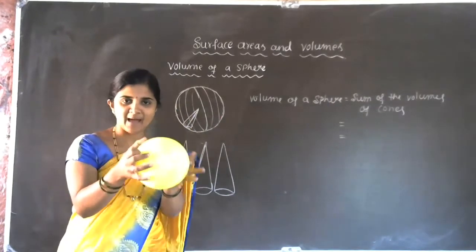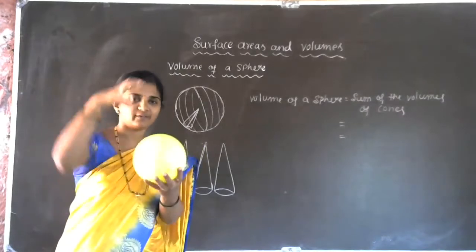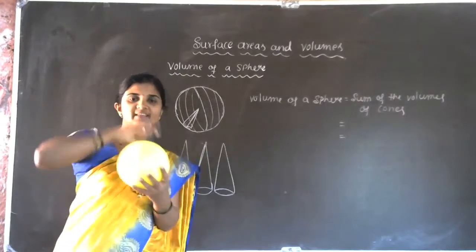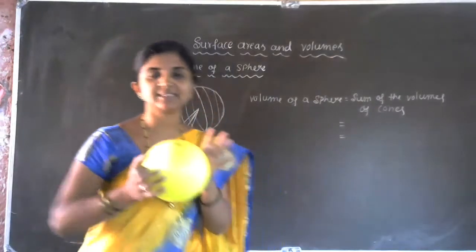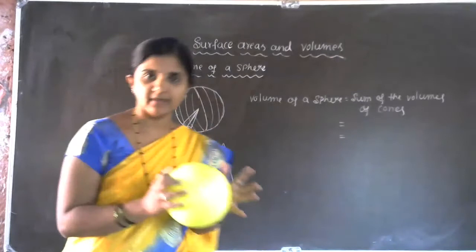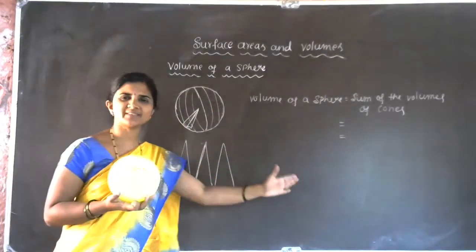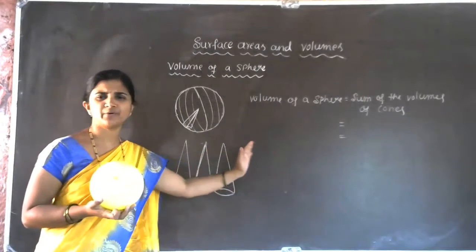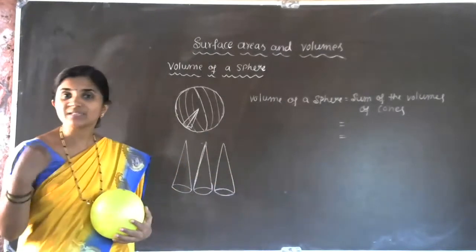Clear? Just imagine we remove small cones here. Then when we add them, when we fix them together, we'll get one sphere. So we can easily say that the volume of the sphere is nothing but the sum of the volumes of these cones. Infinite number of cones, we don't know the exact number of cones. Then we all know the volume of a cone.